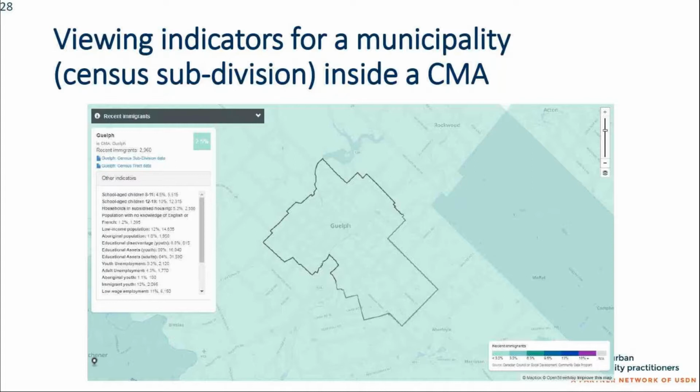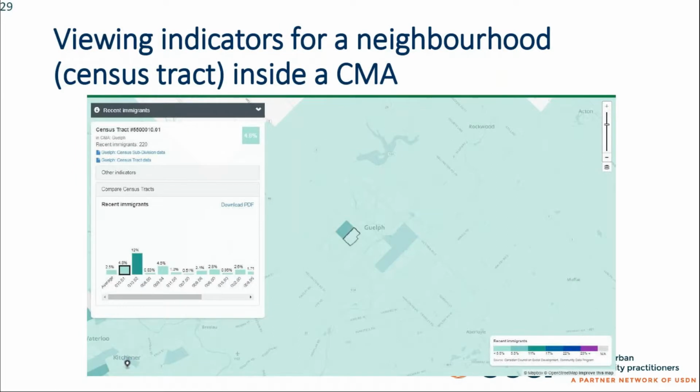So the next slide would be, if you want to drill a little deeper, you could go into a neighborhood or a census tract within, in this case, the city of Guelph. And what we will make available is a comparison tool. So this looks at neighboring census tracts and how they compare for the indicator you have selected. You can also view, again, all 25 indicators for a given census tract.